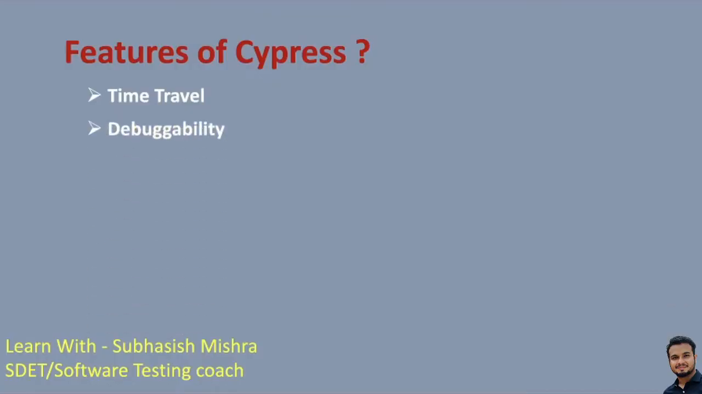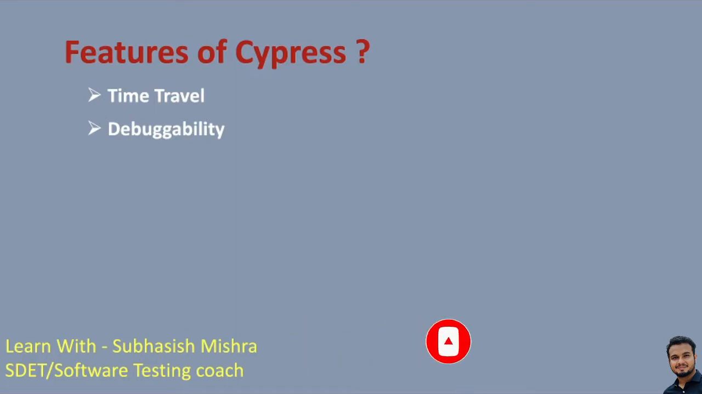Next one is debuggability. So we have an advanced feature of debugging the test in Cypress. You can see the state of your application before and after command execution. It provides readable errors and complete stack traces that make debugging easy and fast. It can also enable debugging of the test directly from familiar tools like developer tools. So that's why debugging is easy in Cypress.